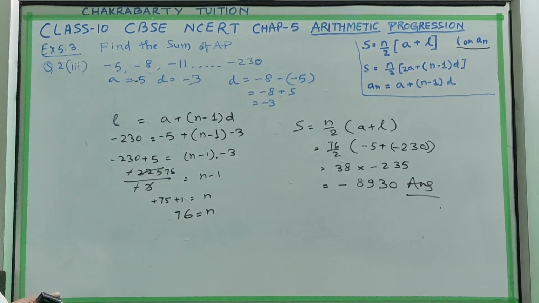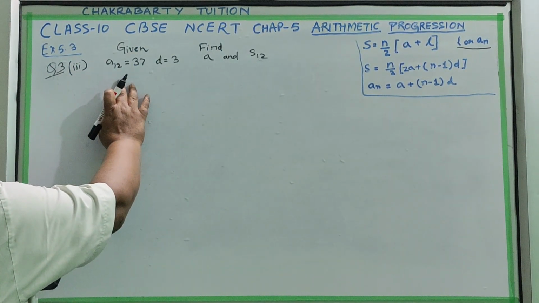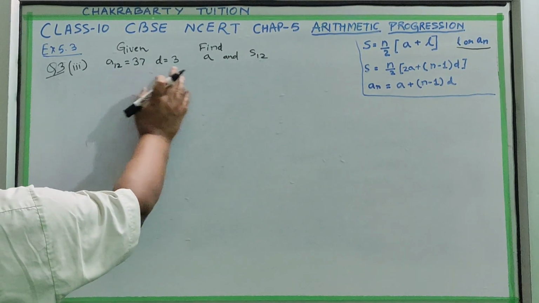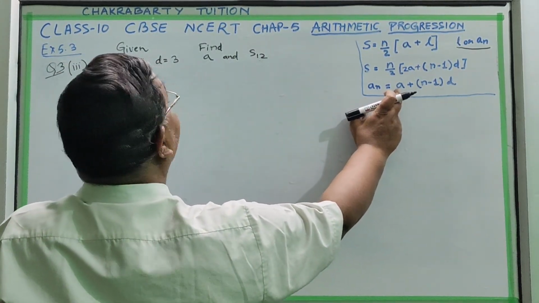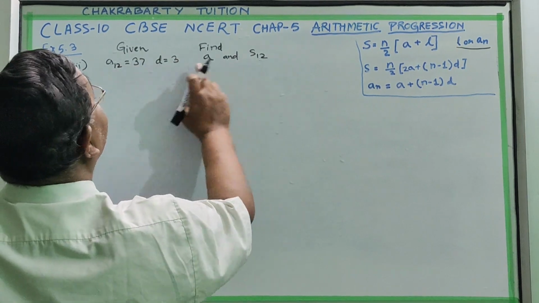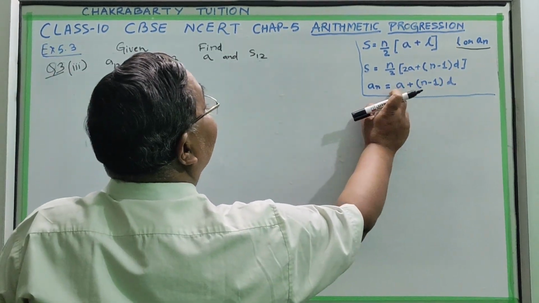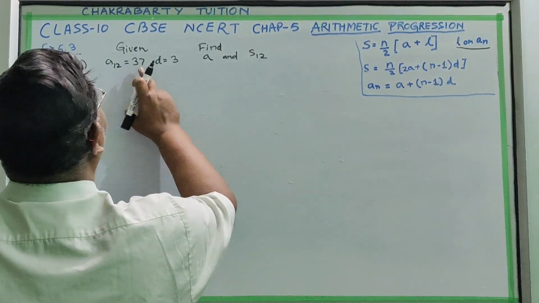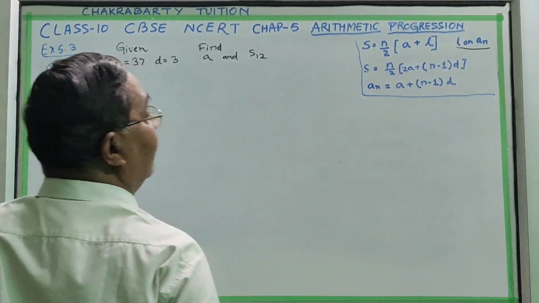The third question we have solved. So now we will go to question 3. It is given, and you have to find this one. For finding A, we will use this formula, because here n is given as 12, and d is also given. Only A is not given. An is also there, An is 37. So we can use this formula.